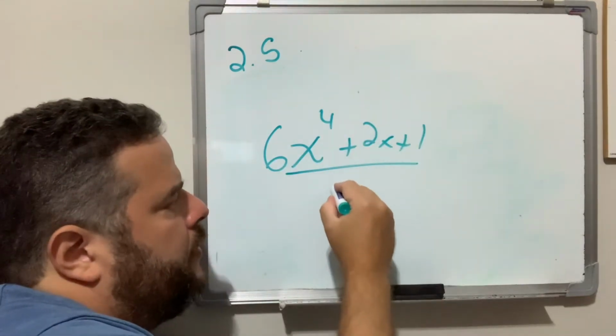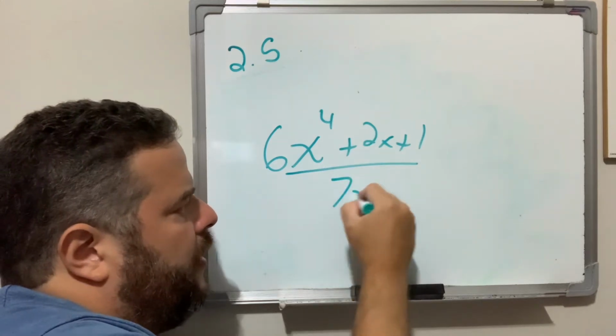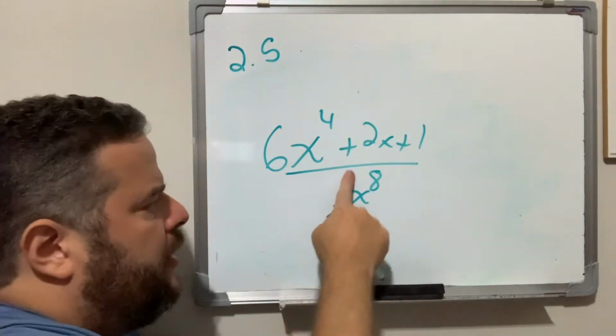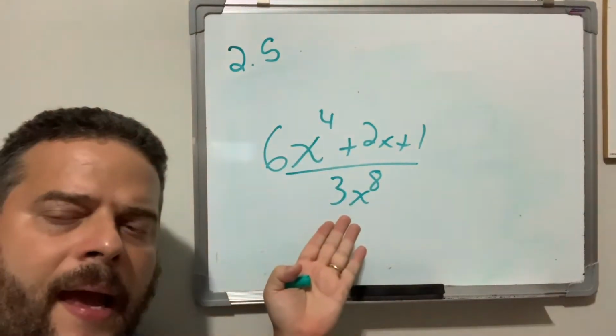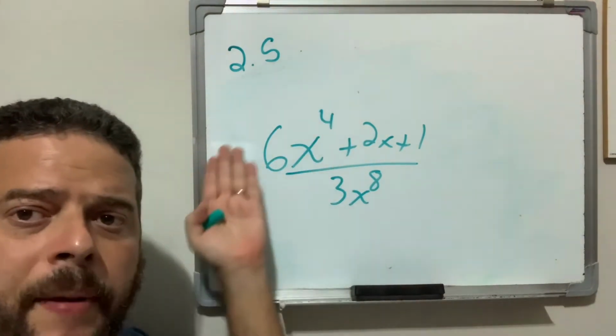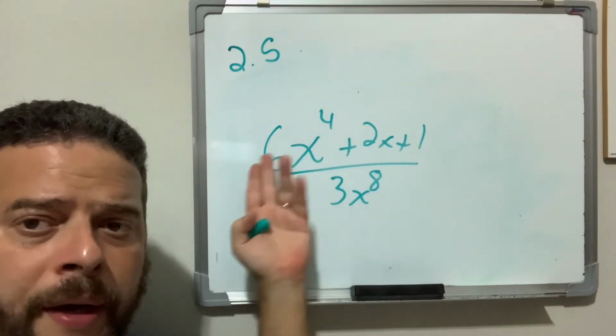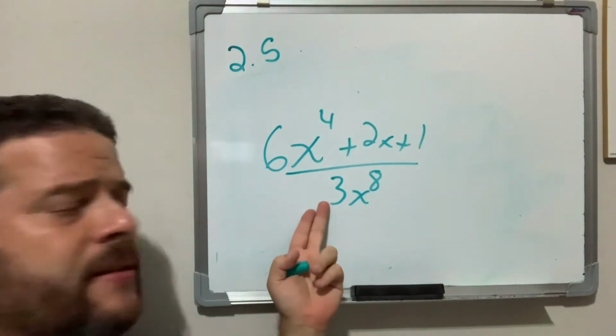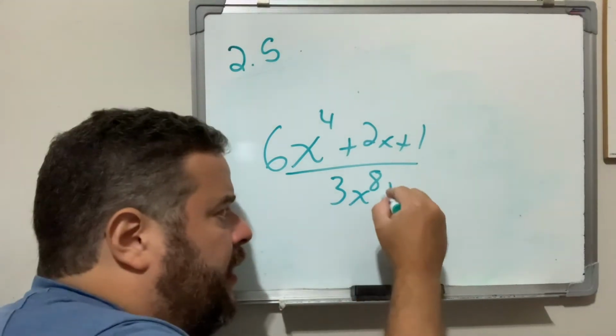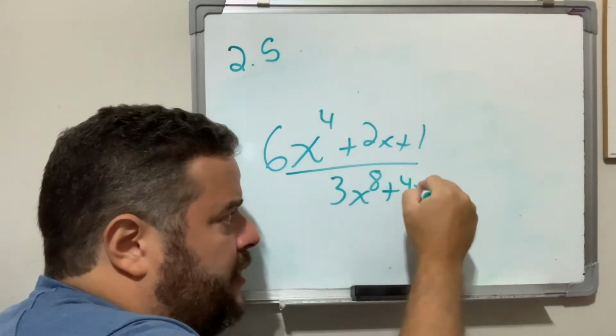I don't know, let's make this 7x8. Actually, let's make this 3x8. Let's look at this example. And again, all you have to do is compare the leading term in the numerator, 6x to the 4th, and the leading term in the denominator, 3x to the 8. Let's just make it more complicated just in case.